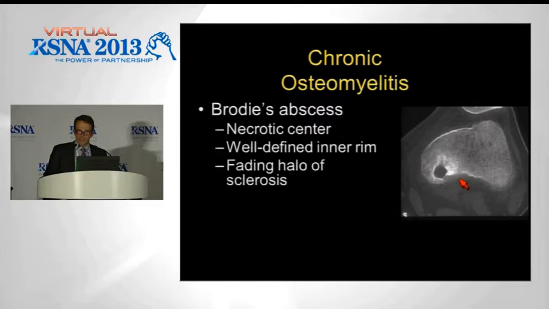Chronic osteomyelitis can also present with a Brodie's abscess, and Brodie's abscess has the same configuration on all modalities. There is always a center that is necrotic, a well-defined inner rim, and a fading halo, which can be of sclerosis if you're dealing with CT or radiographs, but it can also be marrow edema if you're dealing with MRI.